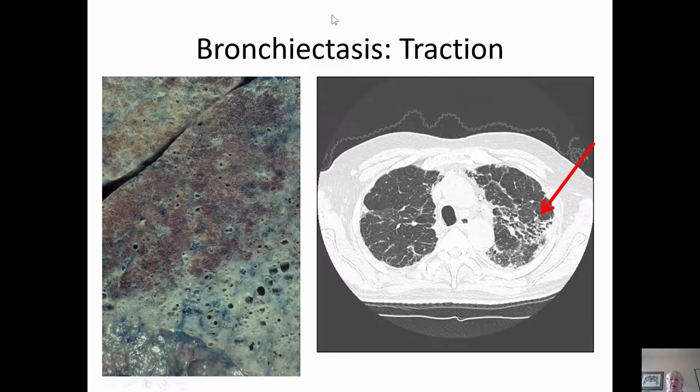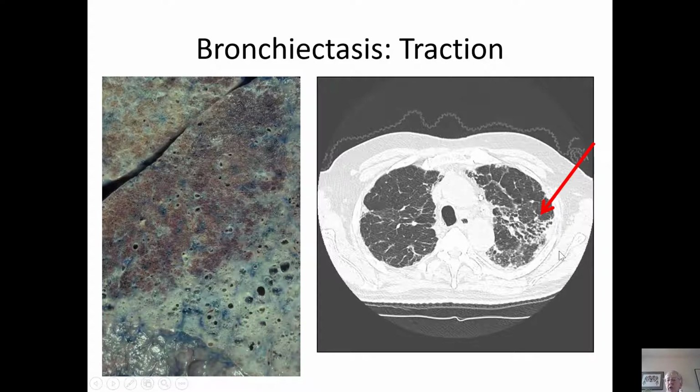Let's start off here with traction bronchiectasis. Here is a gross photograph of a patient with interstitial lung disease. In fact, this is usual interstitial pneumonia, where you can see quite clearly that there is dilatation of the bronchial tree in this area of rather dense fibrosis.